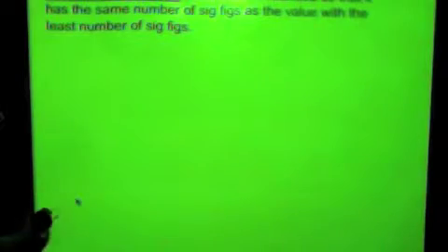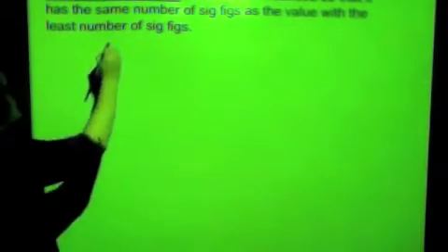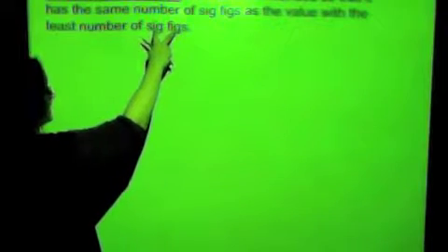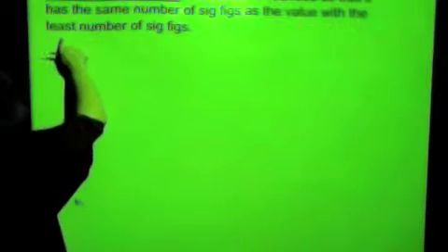Now we're going to switch gears here to multiplying and dividing. When multiplying and dividing, the answer is rounded so that it has the same number of sig figs as the value with the least number of sig figs. Okay, this is the part that's different, is this ending right here. With adding and subtracting, the ending is decimal places. With multiplying and dividing, you look at the least number of sig figs. This is why it's important that you know how to count sig figs.